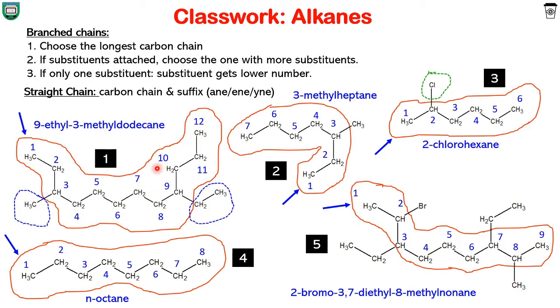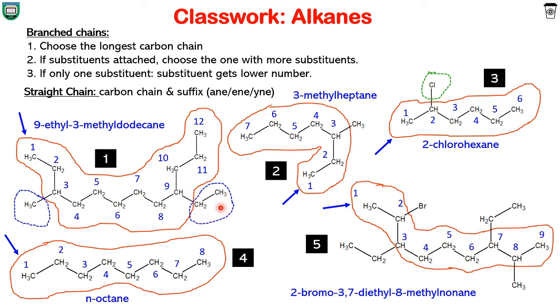So let's look at the first molecule. We are numbering from the left, that is from the top left to the top right, because this is the carbon chain that contains the maximum number of carbon atoms, that is 12. So this has 2 substituents at the 3rd position and 9th position. Out of these 2 substituents, ethyl comes first in alphabetical order, then methyl. Ethyl starts with E, methyl starts with M. So E, then M, right?